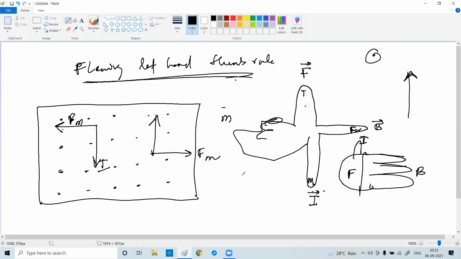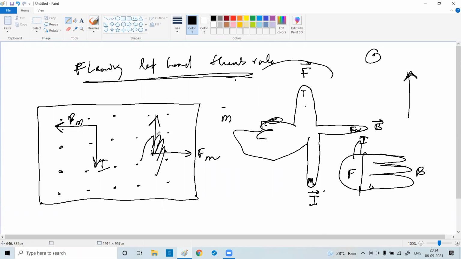Same thing. Put the palm here, keep your palm like this. Fingers will be pointing outward. Yes or no? Yes, sir. Go by this method only. You don't get confused, even I am also getting confused. Use this method and solve problems. Is it clear? Yes, sir.